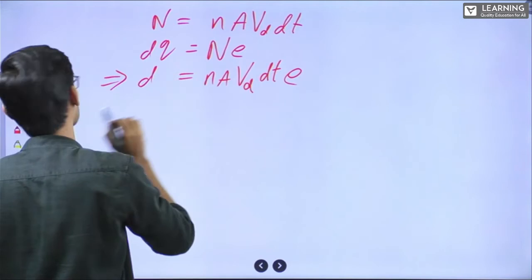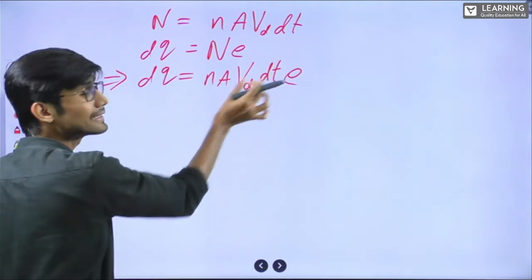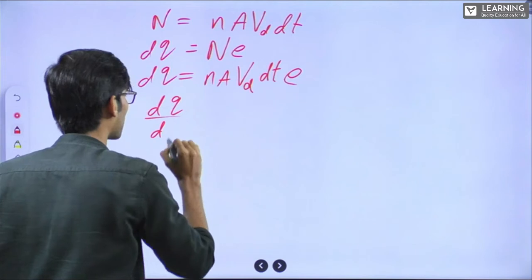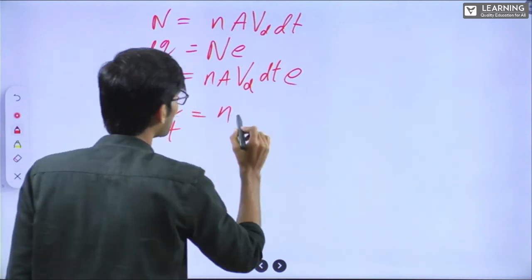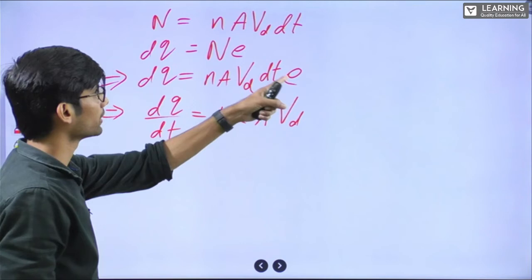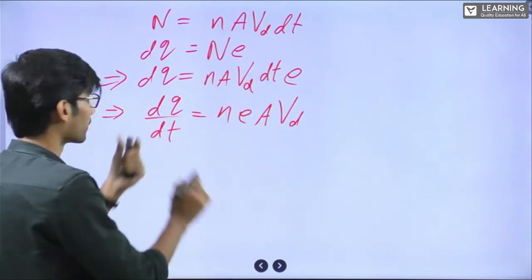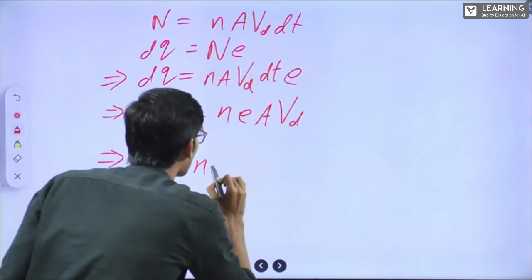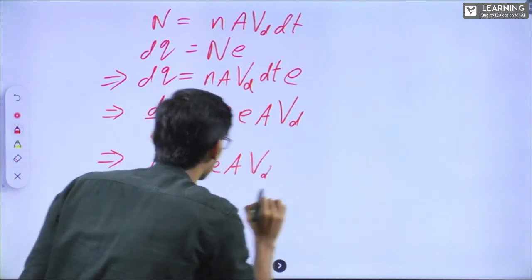Now see, if I take this dt here, this will be dq by dt, that is N e A Vd. N e A Vd. This dt I have taken here. What is this? This is current. I is equal to N e A Vd.